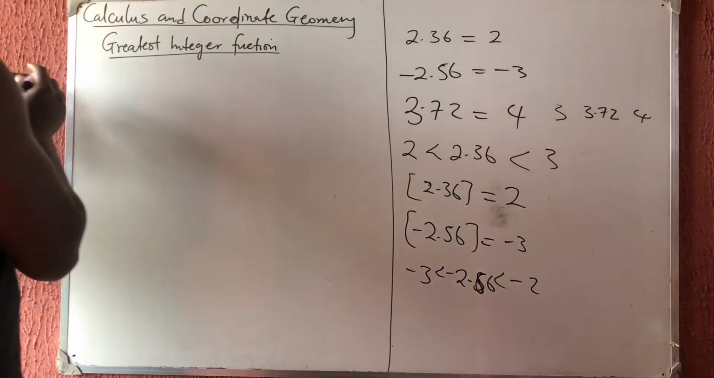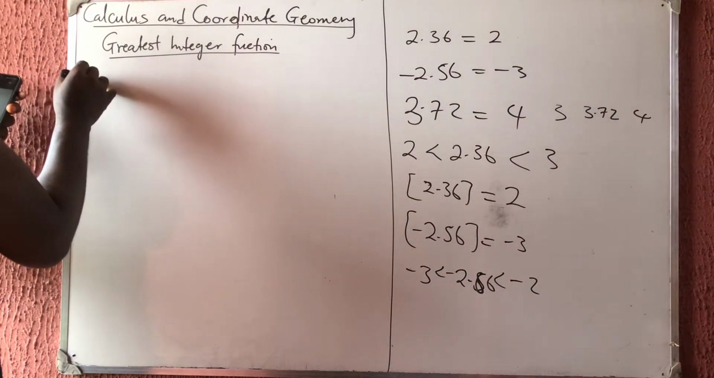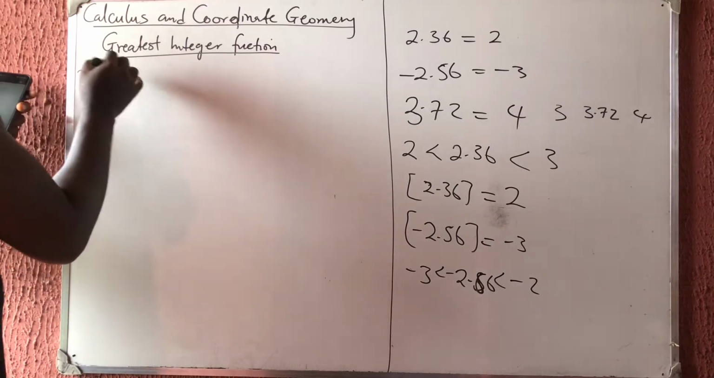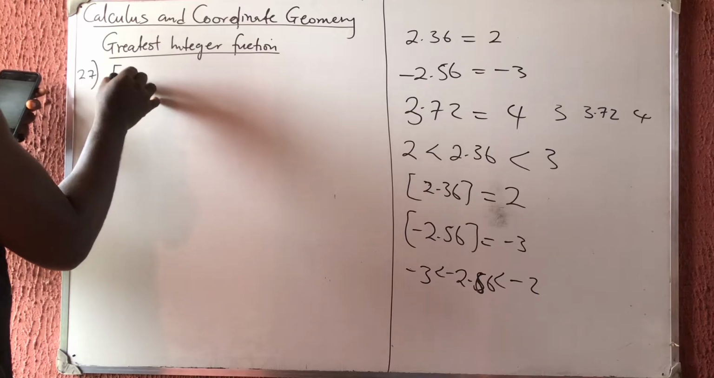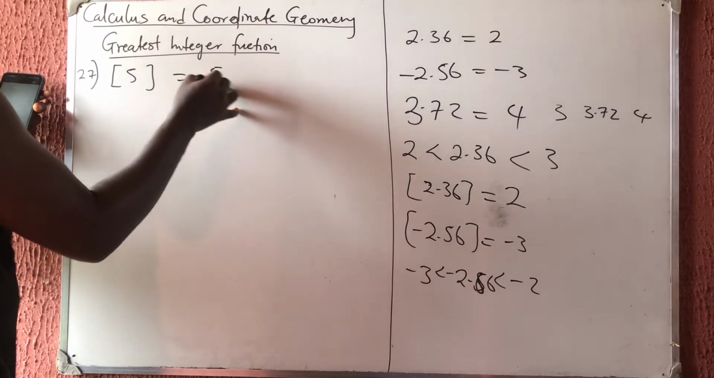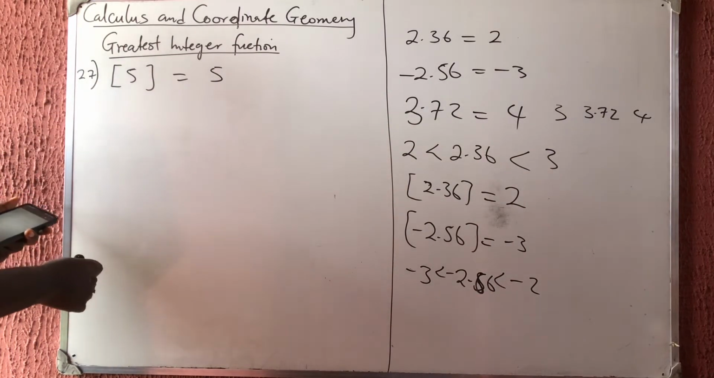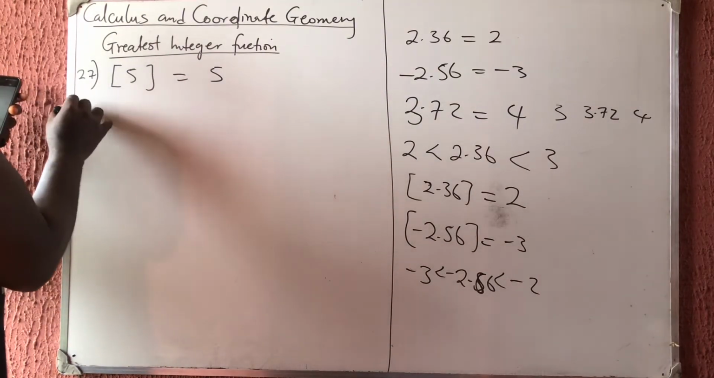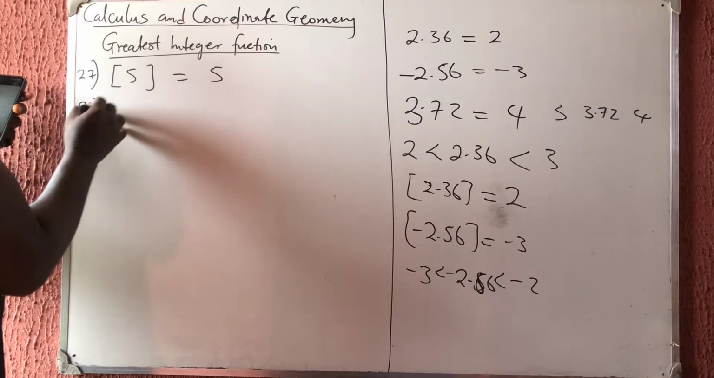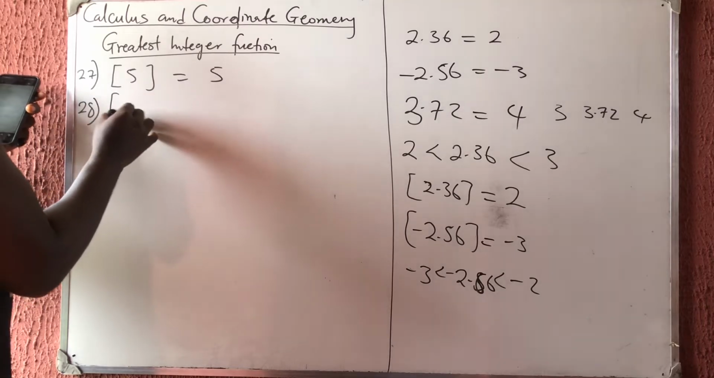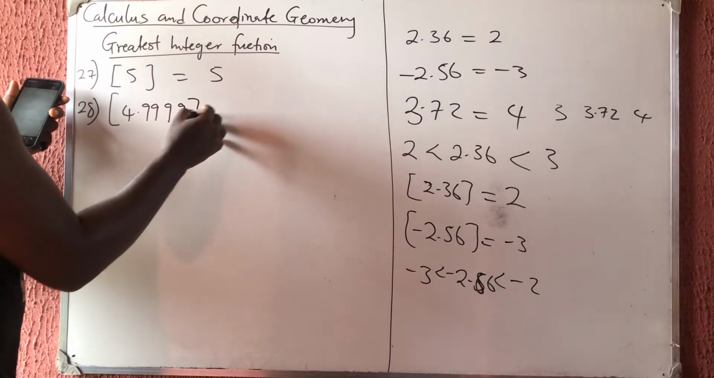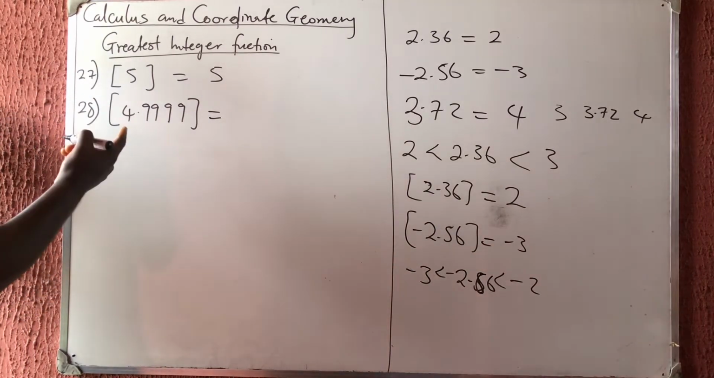Okay, so now let us solve some questions. Question number 27, according to my workbook. They say the greatest integer function of 5 is just 5, because it is not a decimal number, so it is an integer, so we take the 5. But look at the next one, question number 28. I have the greatest integer function of 4.9999. This is equal to what? Now let us do that.